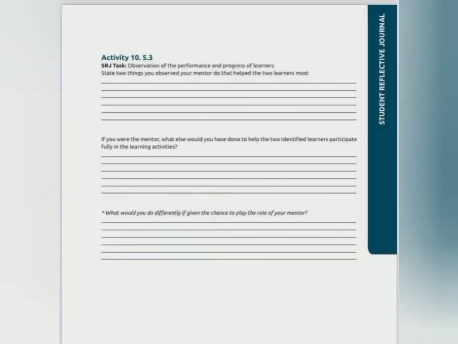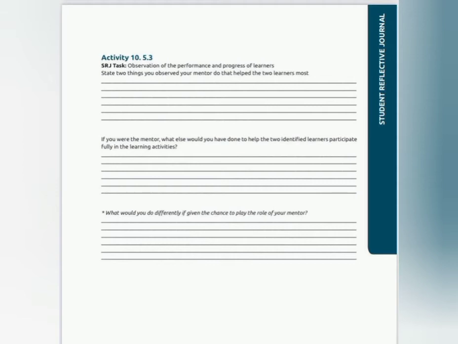Activity 10.5.3 SLG Task: Observation of the performance and progress of learners. State 2 things you observed your mentor do that helped the learners most, or the 2 learners. So in everything, you are looking at your 2 learners. So what did the mentor do to help these 2 learners in your classroom?